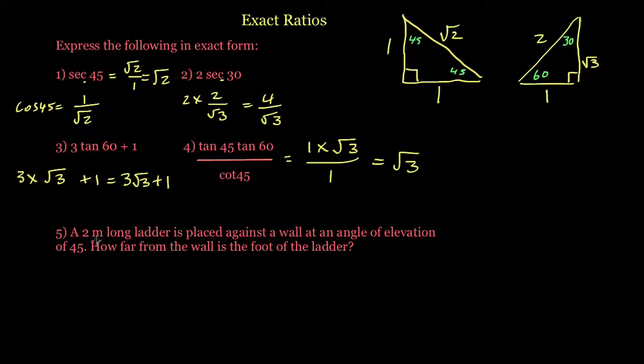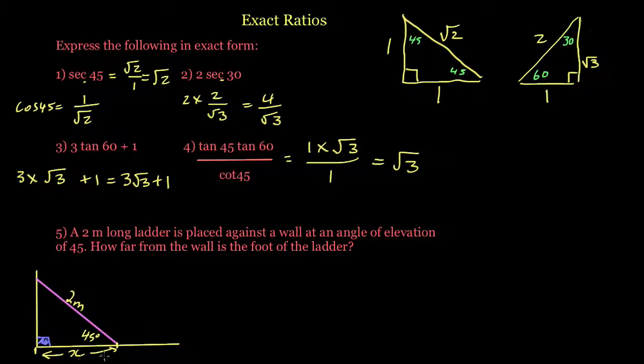For question 5, it says a 2-meter long ladder is placed against a wall at an angle of elevation of 45 degrees. How far from the wall is the foot of the ladder? We'll draw a picture so we can see what it's asking for. So I've put the ladder in pink. We're going to insert 45 degrees right here. That's the angle of elevation from the floor. We know that the ladder is 2 meters long, so I can put 2 meters right there. And we need to find how far from the wall is the foot of the ladder. So there's the foot of the ladder. Here's the wall. So it's asking us how far is this distance between these 2 points from there to there.